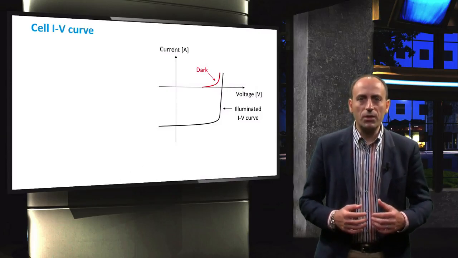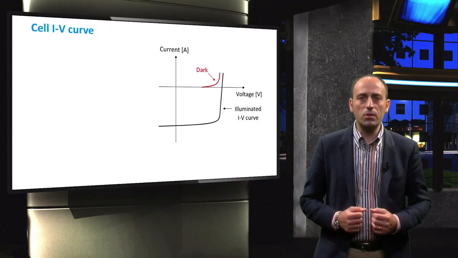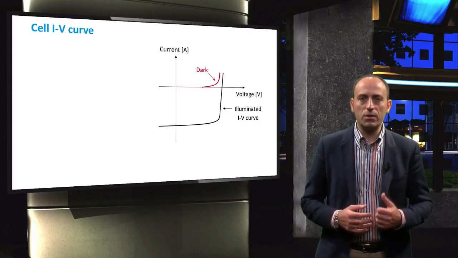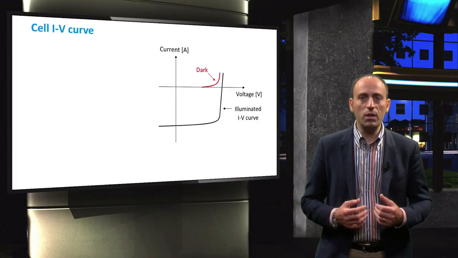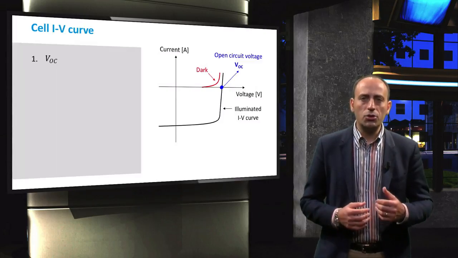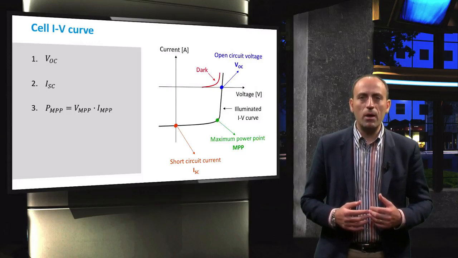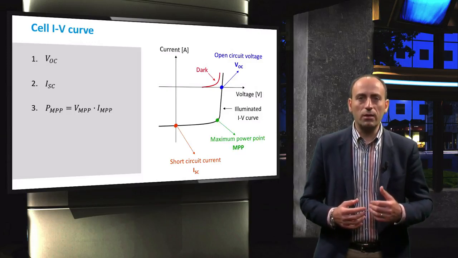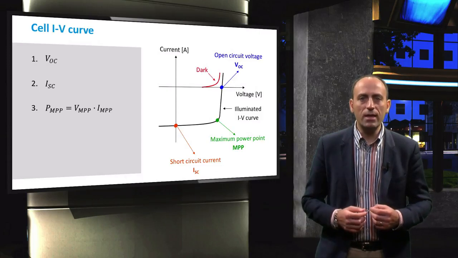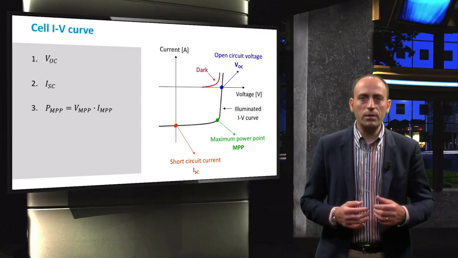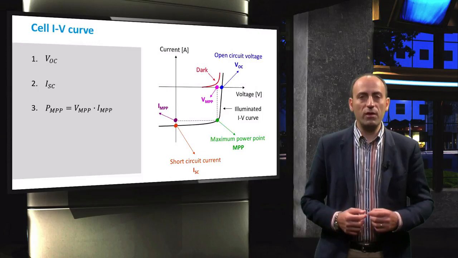From this plot, we can discern the characteristic parameters of a solar cell, such as the open circuit voltage VOC, highlighted here in blue. The short circuit current ISC is indicated in orange. The maximum power point, where the product of the current and voltage is maximal, is indicated by the green arrow. With these parameters, we can determine the fill factor.